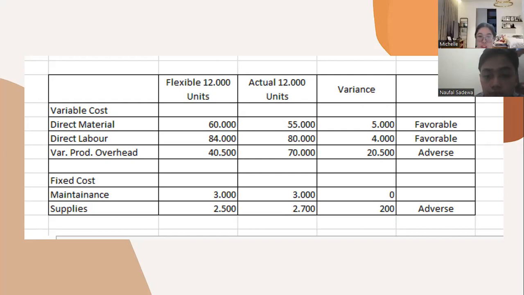Then the variance. The budget for our direct material is 60,000, but the actual is 55,000. So the variance is 5,000, which is favorable because the budget is bigger than the actual. And the next one is the direct labor. The budget is 84,000 and the actual is 80,000, so we have a variance of 4,000, which means it's favorable. Then the overhead: we have a budget of 40,500 but the actual is 70,000. So the variance is 20,500, which is adverse because the actual is higher than the budget. For the maintenance fixed cost, it's the same, so there's no difference. And for the supplies, the actual is higher, so it will be adverse.